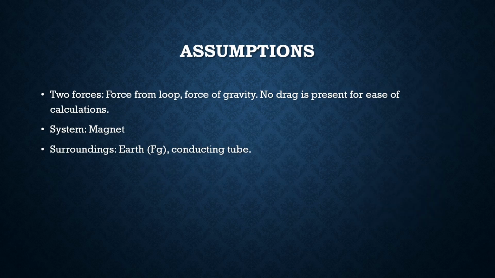Alright, so there are some assumptions: that there are only two forces being acted on in this experiment, the force from the loop and the force of gravity. There is no drag present for ease of calculations. The system is the magnet, and the surroundings are the earth, which is the force of gravity, and the conducting aluminum tube.